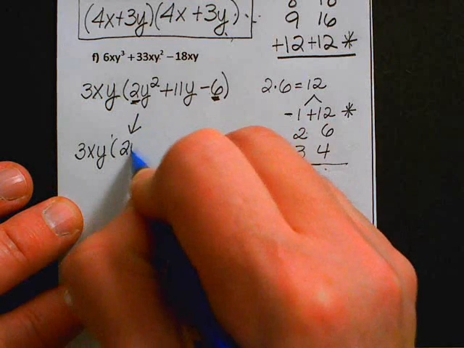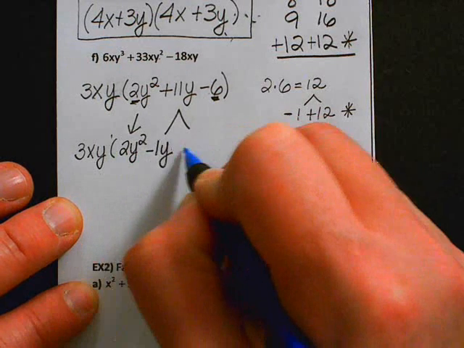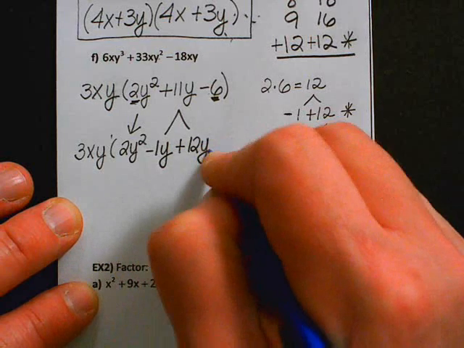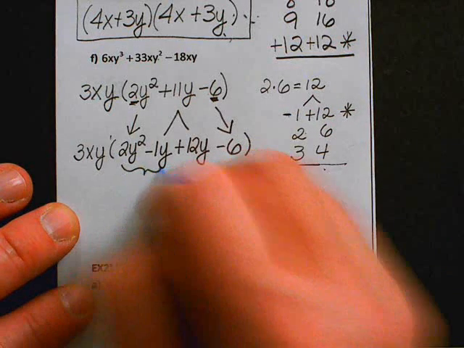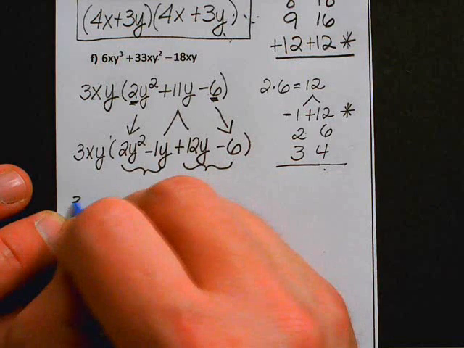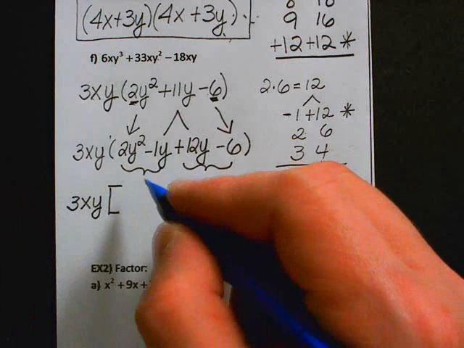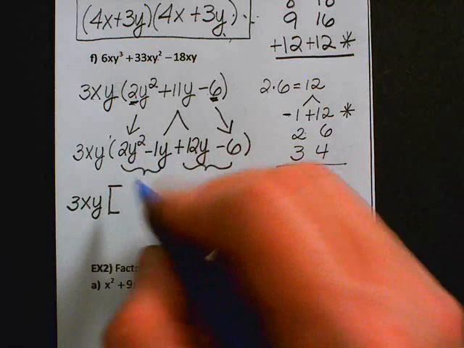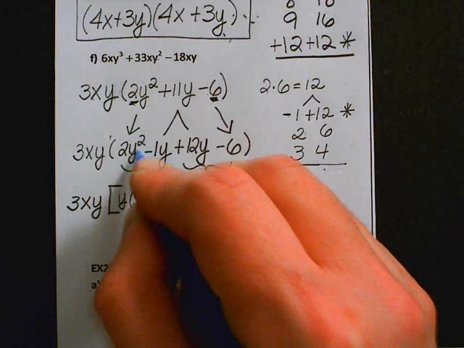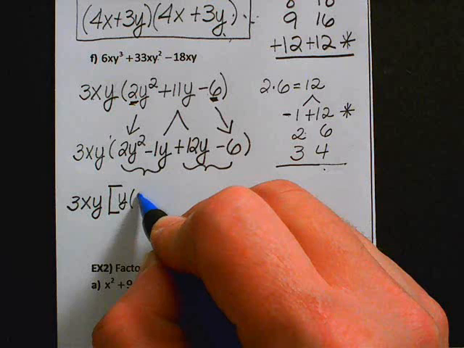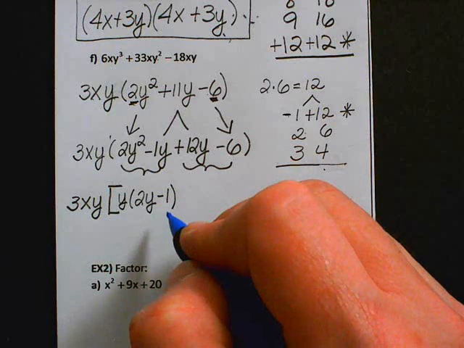So I come over here, and we're going to copy 2y squared. I'm going to break down 11y as negative 1y, positive 12y, and I'm going to break down the negative 6. Now we're going to group them. So let's copy 3xy, open bracket. One number or letter goes into both of these first two, and the answer is a y. So I can factor out a y from both. So 2y squared divided by y is 2y. Negative 1y divided by y is negative 1.